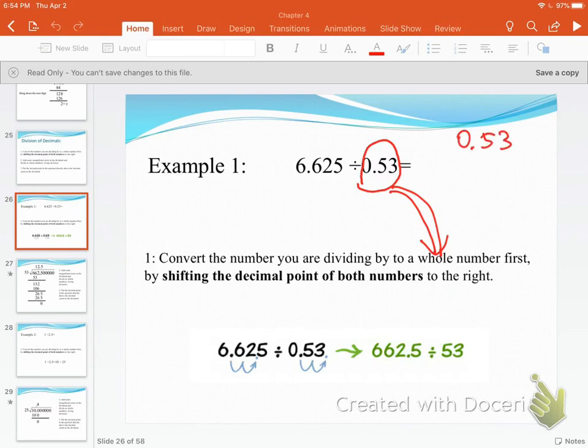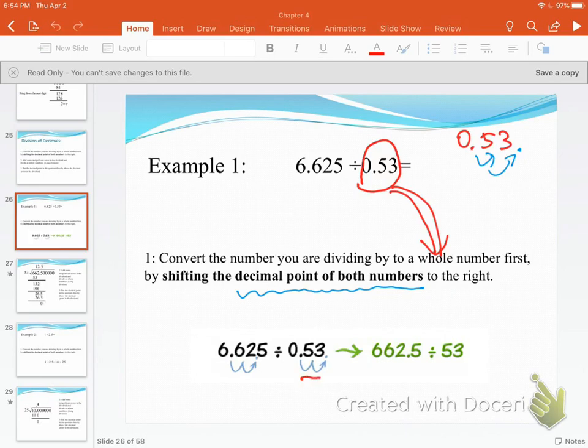We move the decimal point twice, 1 and 2. Then we got 53. So we move the decimal point in the divisor 2 places to the right. To keep the quotient, we have to move the decimal point of both numbers, both dividend and divisor. So you cannot only move 1 decimal point, we move both.